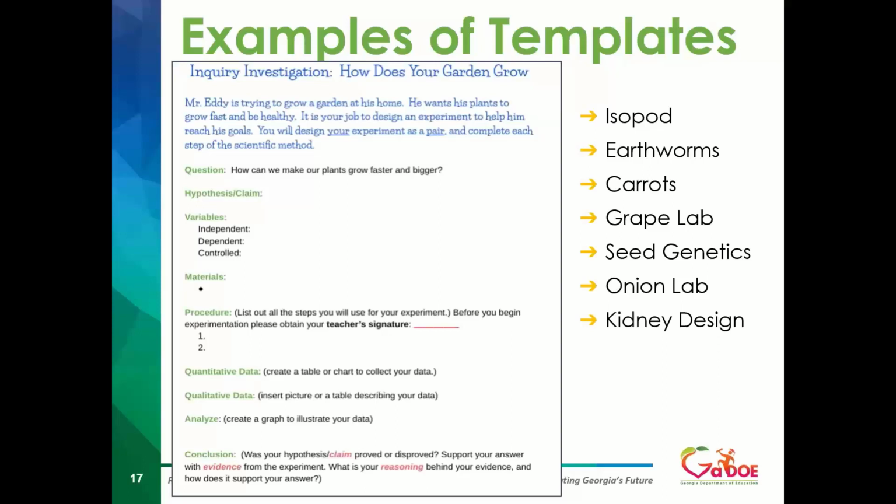He wants plants to grow fast and be healthy. It's your job to design an experiment to help him reach his goals. So in this specific activity, we're just testing. They could test anything. They could test the environment. They could test what they're feeding their plant. Maybe they're testing light. I give them freedom with this one, and you will have multiple students create different labs.